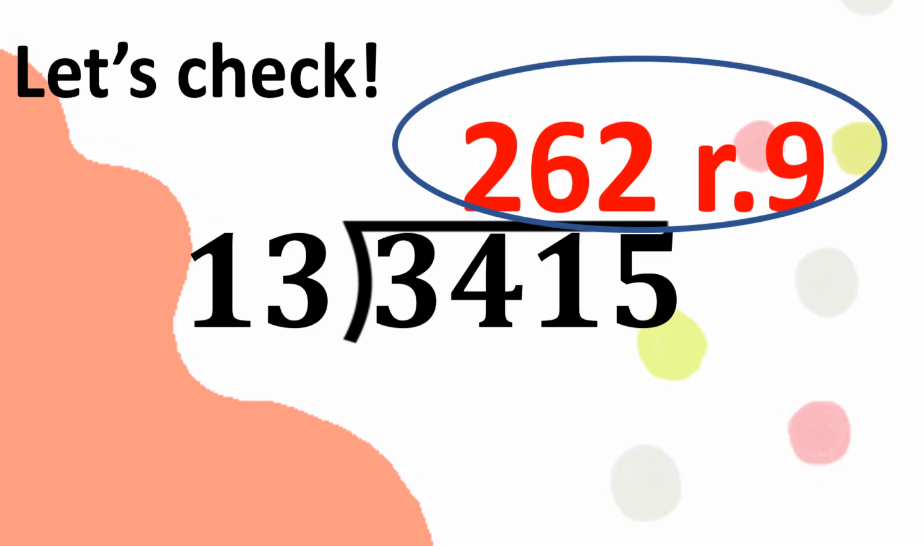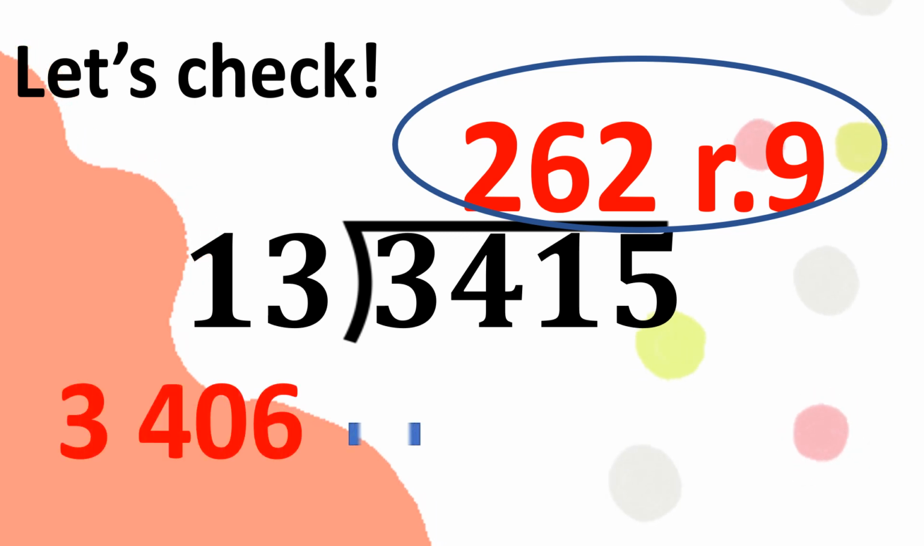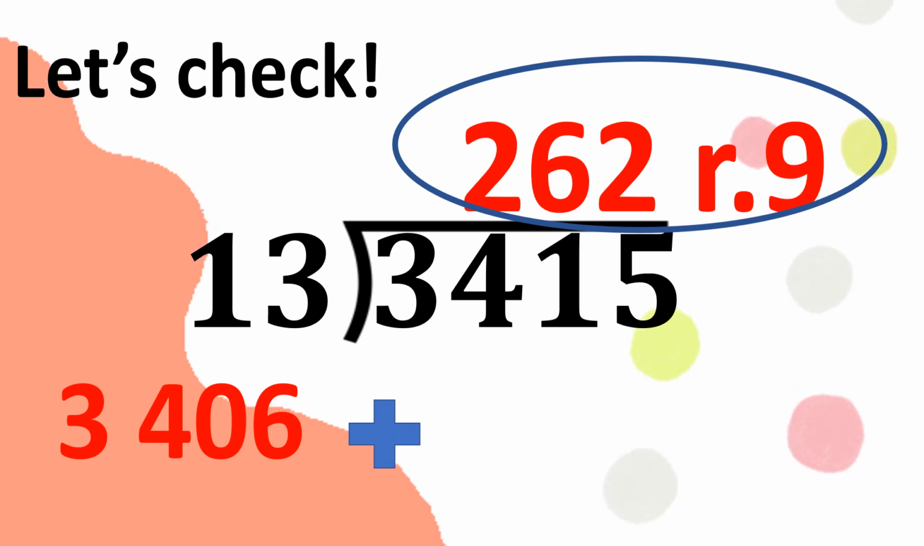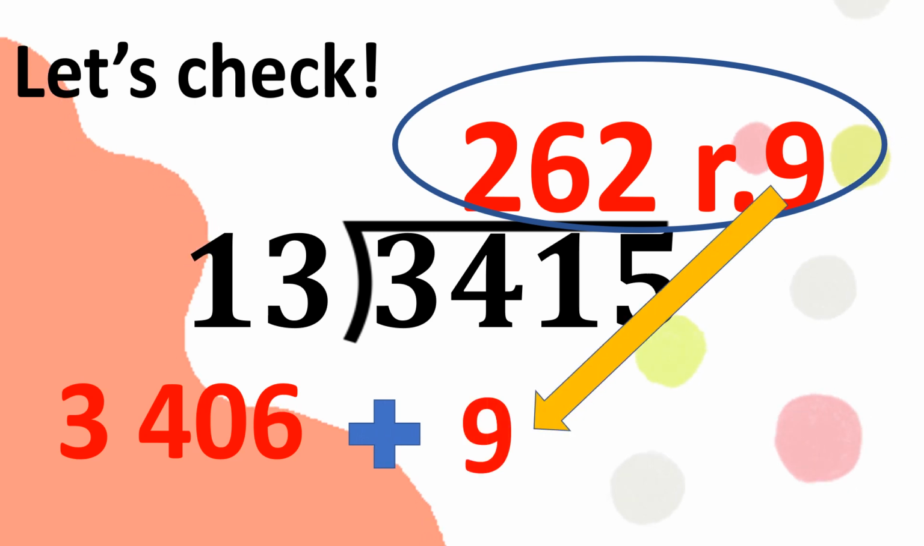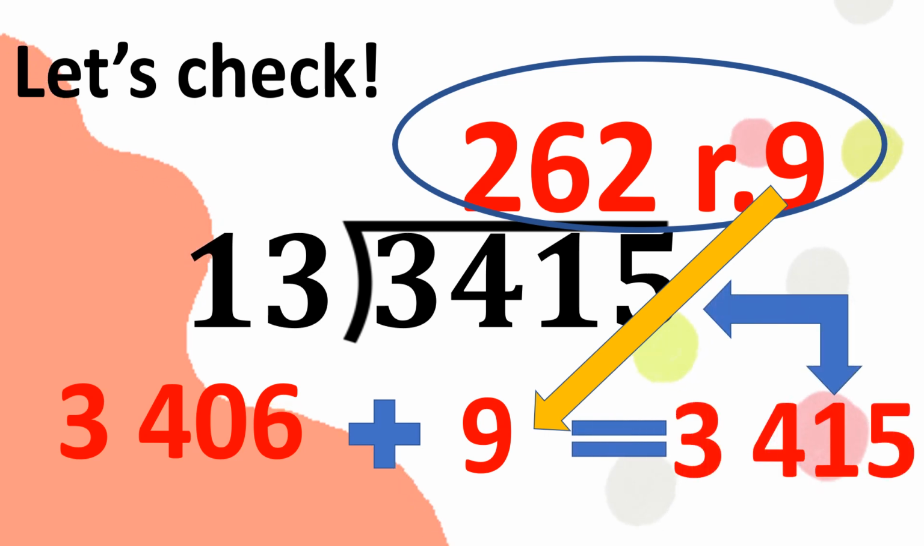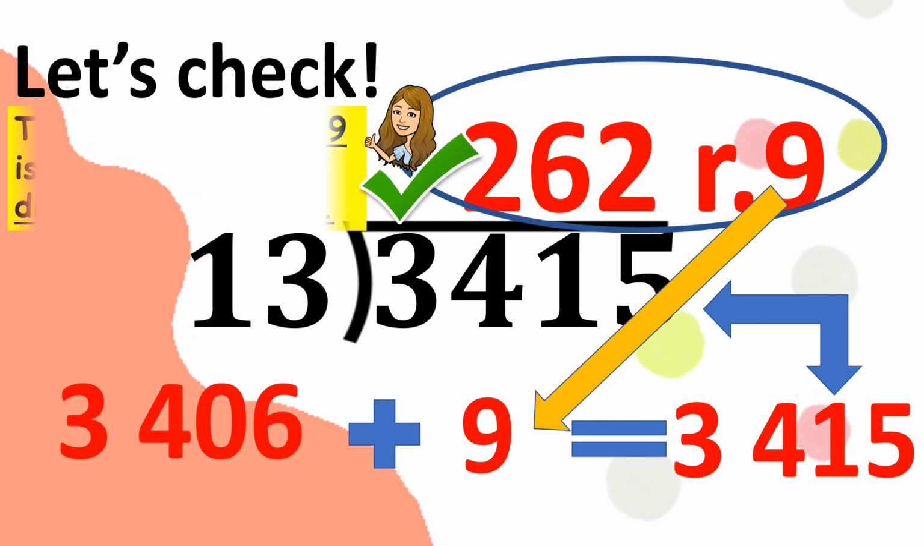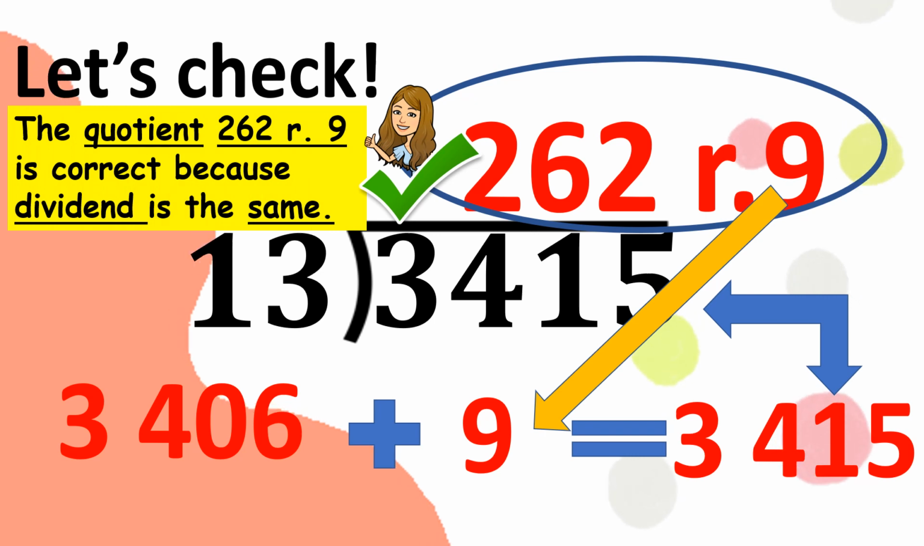3,406. Our dividend is 3,415. But take note, we have the remainder. So what we are going to do for the remainder is to add. So 3,406 plus 9 is equal now to 3,415. So, as you can see, the dividend is the same. So, the quotient 262, remainder 9 is correct because the dividend is the same as the product of the quotient and the divisor.